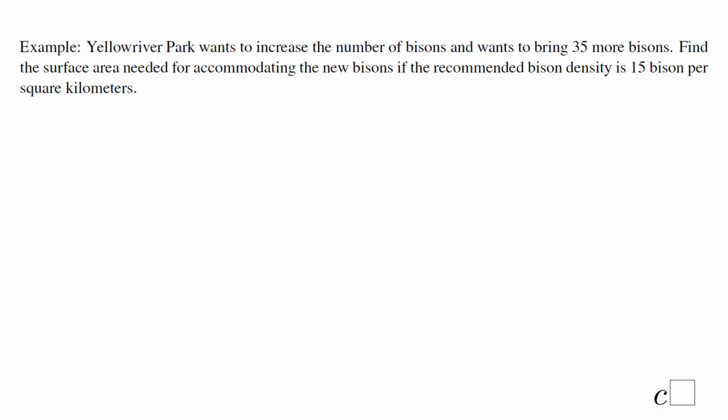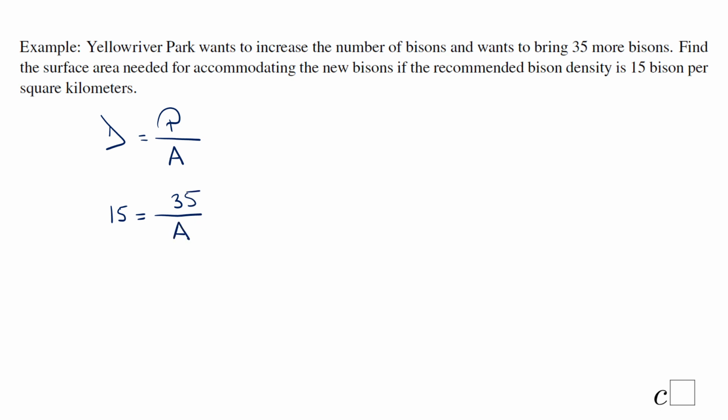We have Yellow River Park, who wants to increase the number of bison, and they want to bring 35 more bison. So we need to find the surface area needed for accommodating the new bison if the density is 15 bison per square kilometer. So again, the density equals P over A. What do we know here? We know the density, it's 15 bison. We know the population, we want to bring in 35, and we want to find the area.